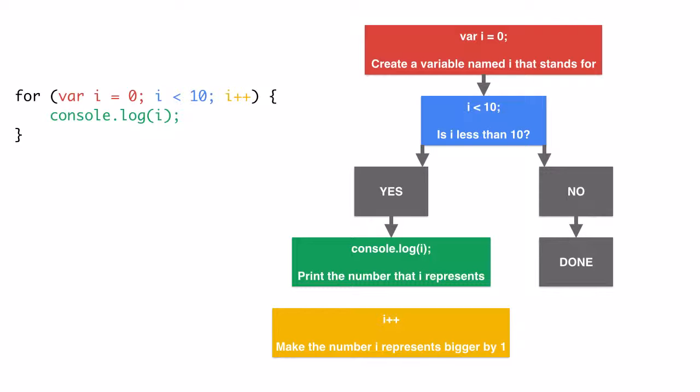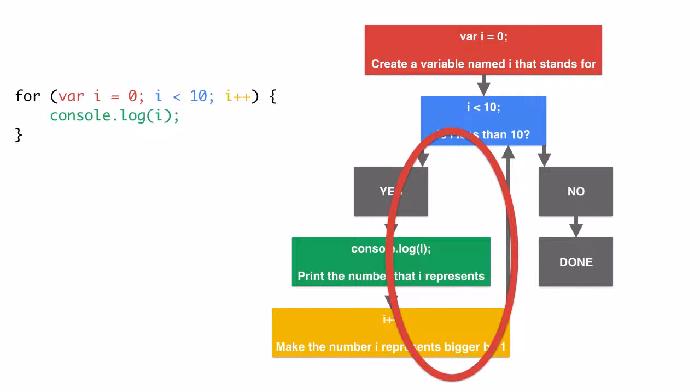Then the fourth part, which adds 1 to i, is run. Finally, the loop circles back and checks whether i is still less than 10. It is this cycle that forms the loop for which the for loop is named. One important thing to note is that each time the code inside the for loop runs, the variable i represents a different number. Thus, the first time through, the code will print 0, then 1, then 2, and so on up to and including 9.